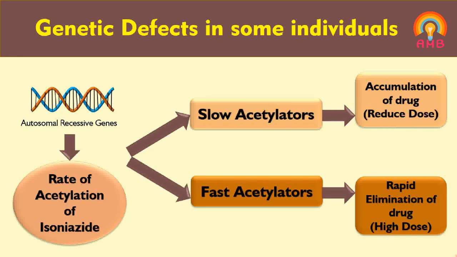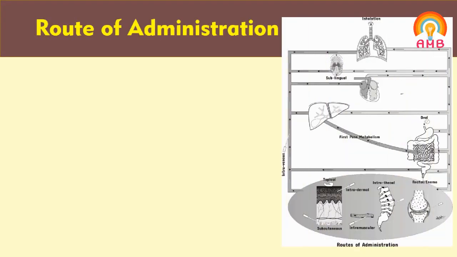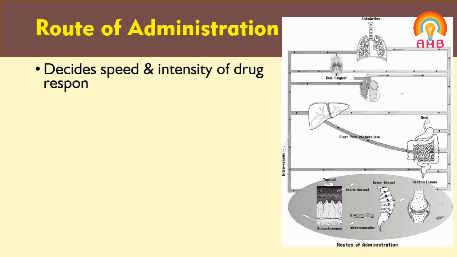Now we are going to discuss the next factor, that is route of administration. The route of administration decides the speed and intensity of drug response. Already, in the video associated with the route of administration, we had discussed that the onset of action of a drug by oral route is always slower than by the sublingual or parenteral routes.